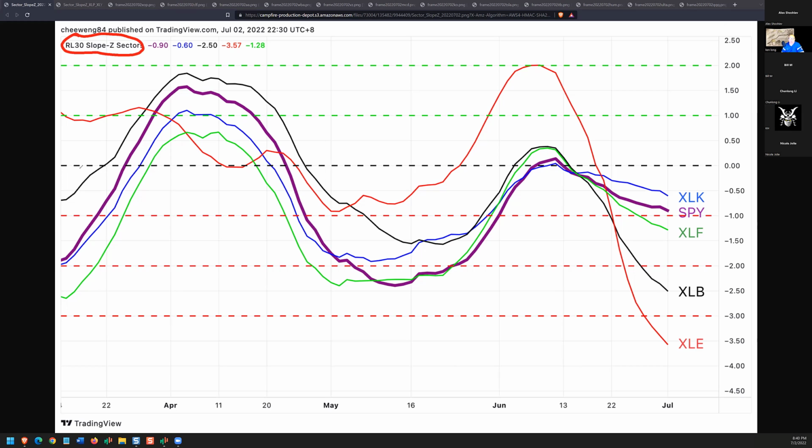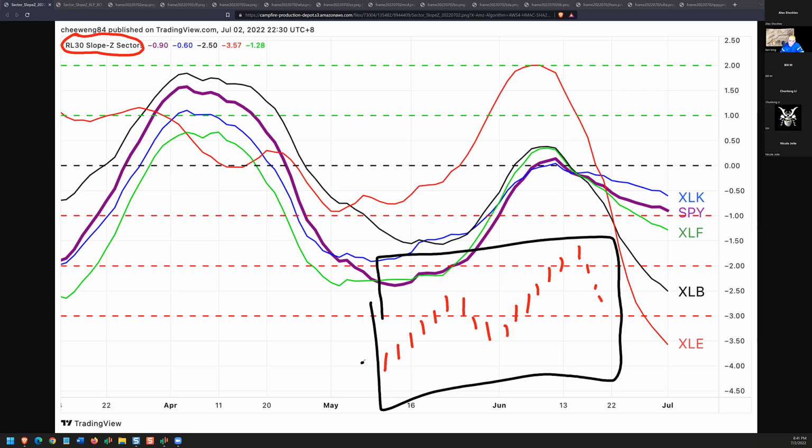Again, we're looking at Z-scores. And the idea of the 30 period slope is something like this. So we got some new folks in here tonight. You take 30 bars and you find the regression line, the RL30. That's the best fit line for all that data. It's the one that minimizes the distance, the error from the regression line. So it's the best single straight line description of that price trend.